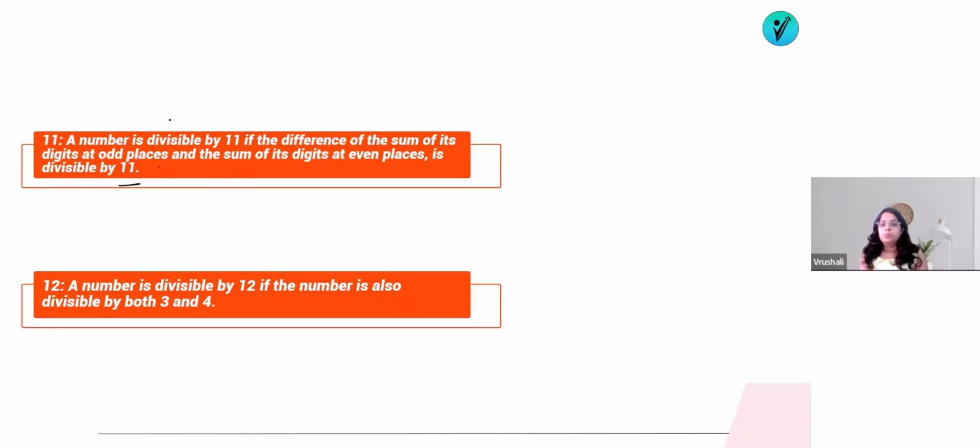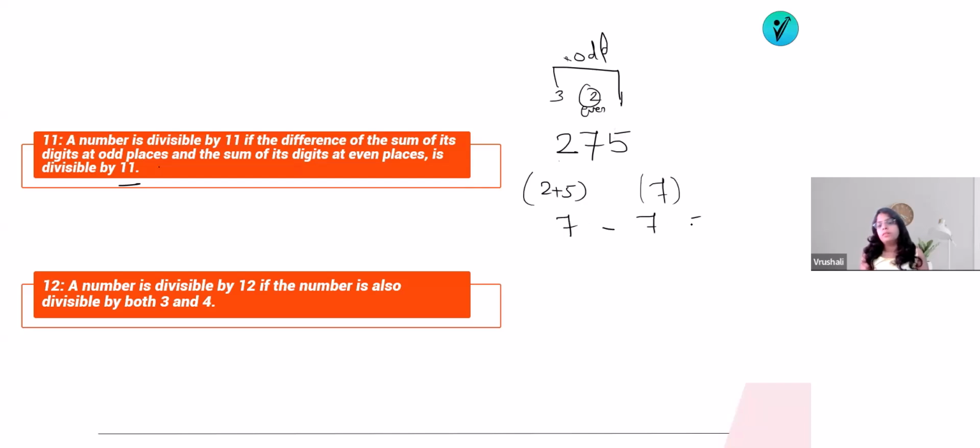Now maybe you will think, ma'am, that sounds very difficult, but see. Suppose 275. Okay, so I know that this is the unit digit, meaning place number 1, place number 2, place number 3. So these are the odd places and this is the even place. So what will you do? Sum of the odd places will be what? 2 plus 5. And the even place is 7. You will find this sum and the difference of the sums. 7 minus 7 is 0. 0 is divisible by 11. So this number is divisible by 11.